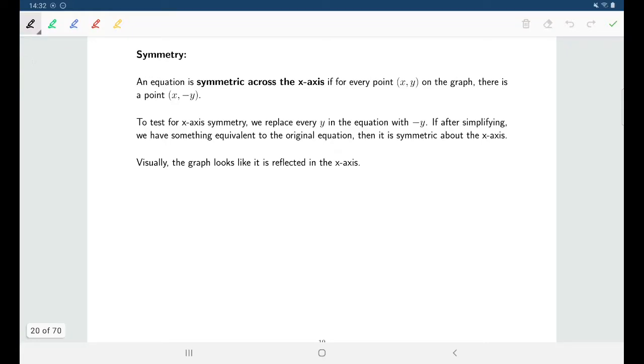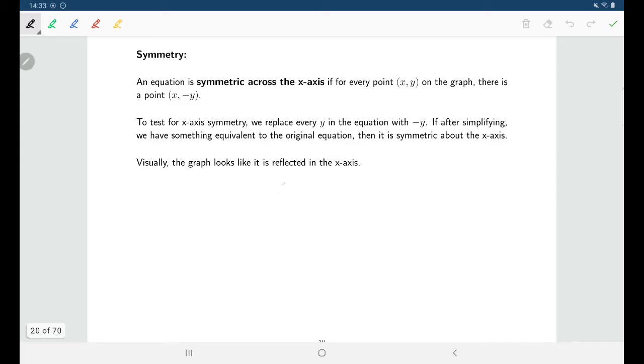Welcome back. In this section, we'll be talking about symmetry of graphs. If we're thinking about any equation that we might be graphing, it's possible that there might be one or more kinds of symmetry that the graph might show. What we're going to talk about here is how we can detect that using algebra. How can we tell that an equation, when I graph it, would show symmetry in the x-axis, or symmetry in the y-axis, or symmetry about the origin?